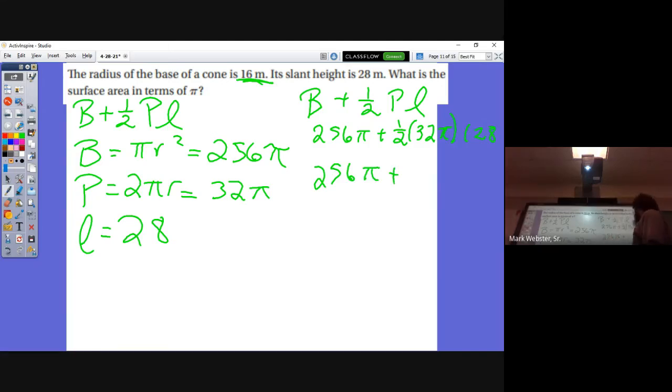What was half of 32 times 28? I did 16 times 28, which in my answer was 448. 448, you say? Uh-huh. And then 448 and 256 leaves us with like what, 704. 704 pi. And my units are meters squared.